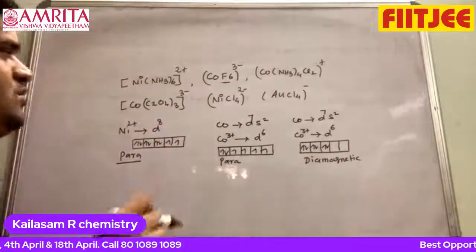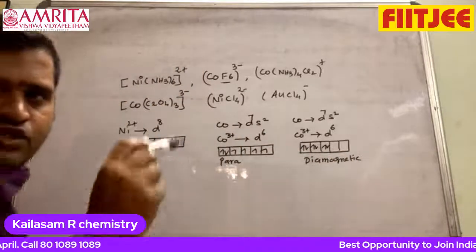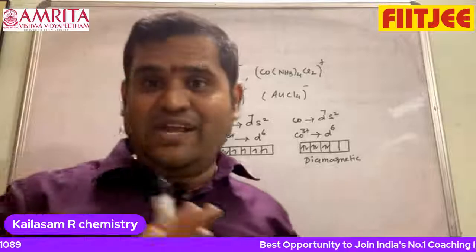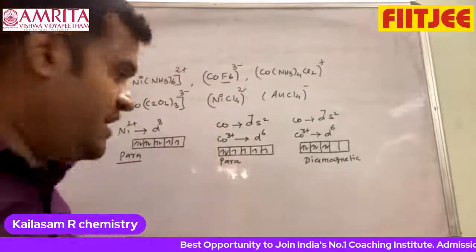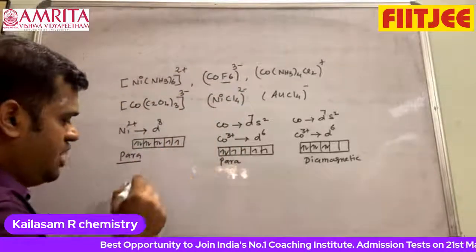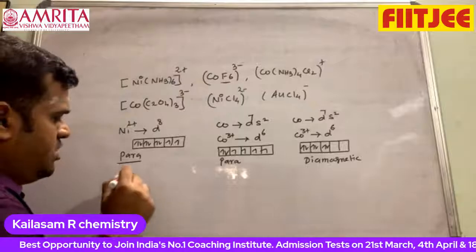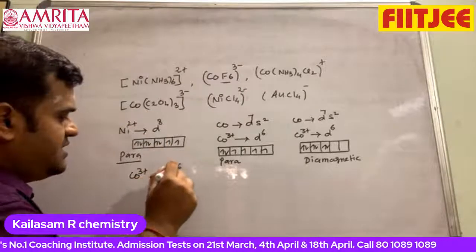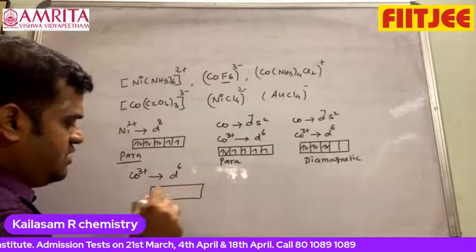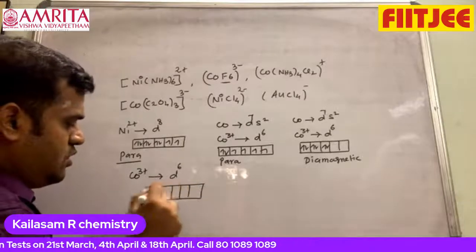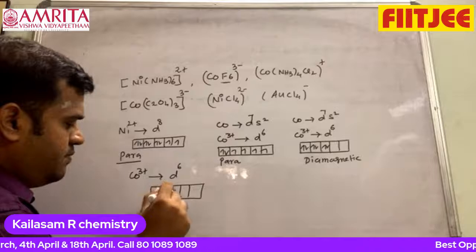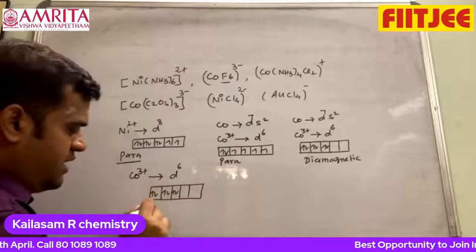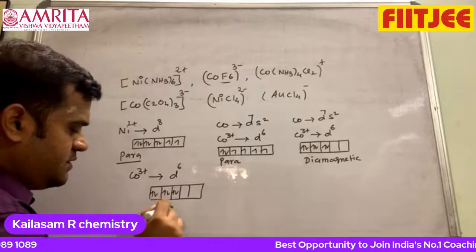Very interesting. Co(C2O4)3, because of the ring effect, the chelating effect, this becomes a diamagnetic complex. We can write it as Co3+ because of chelating. Here it is d6. d6 means what? Pairing takes place. Therefore, this also is a diamagnetic complex.